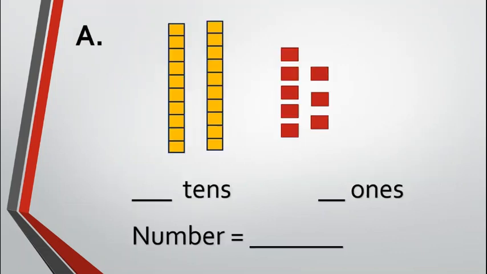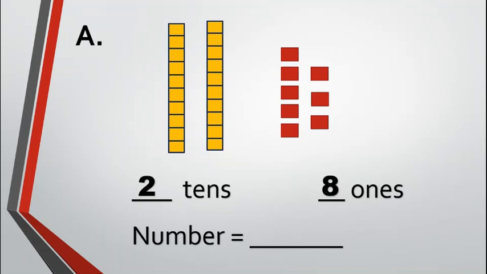Let's start with letter A. Can you tell me how many tens and ones are there? Let's start with our ones. This long, thin rectangular shape represents 1 ten. So how many tens do we have there? 1, 2. So there are 2 tens. How about ones? Let's count. 1, 2, 3, 4, 5, 6, 7, 8. So there are 8 ones.